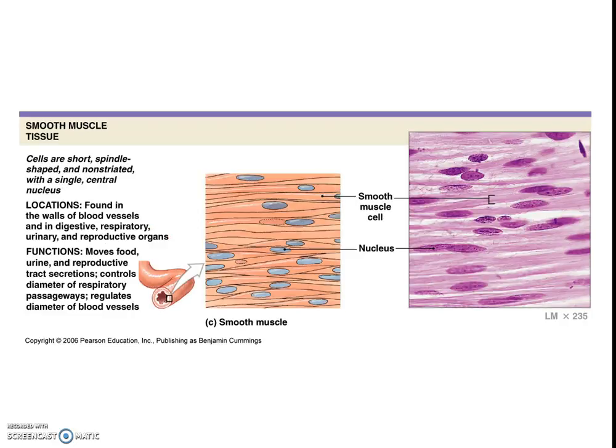Okay, finally we see smooth muscle, and smooth muscle is called smooth because we don't see the striations. We have still a single nucleus. We have a spindle shape to it. These muscles are actually under involuntary or autonomic control, same as our heart. These are located internally. Especially we see them in our blood vessels and in our digestive, respiratory, urinary, and reproductive organs.